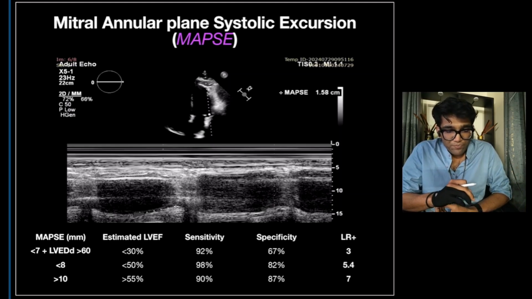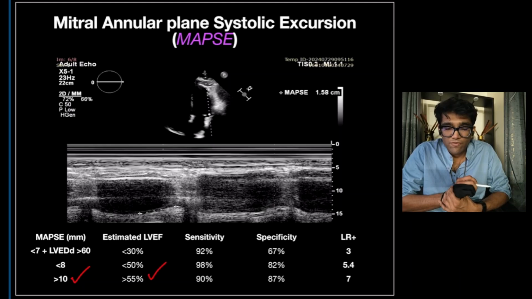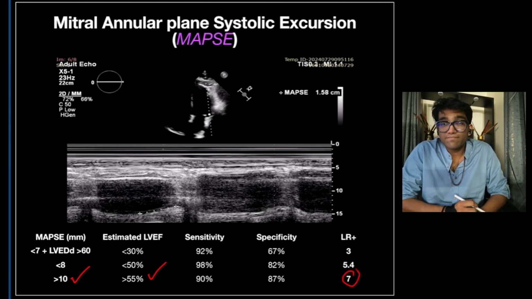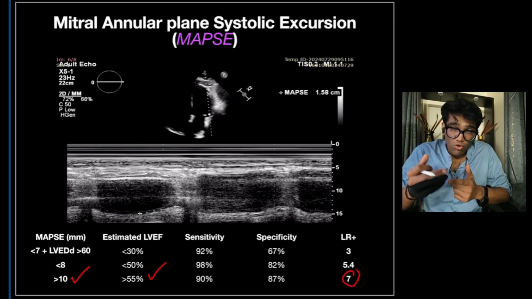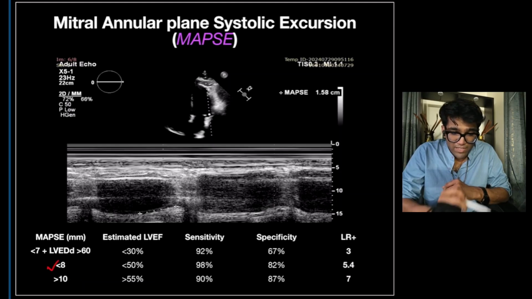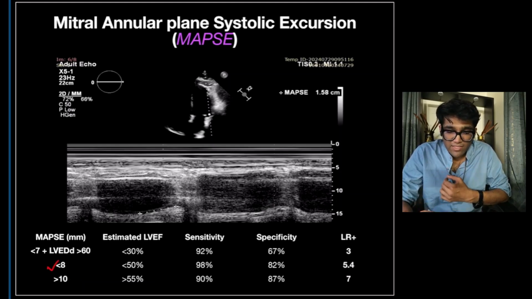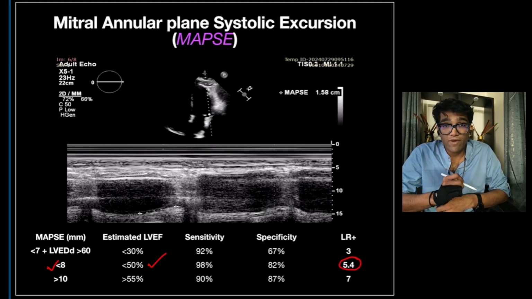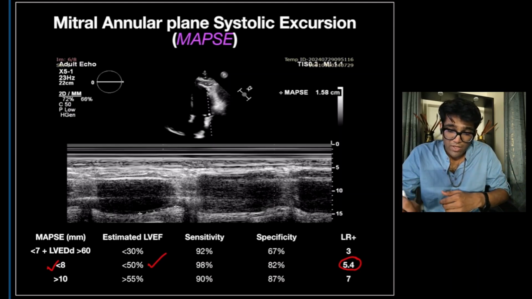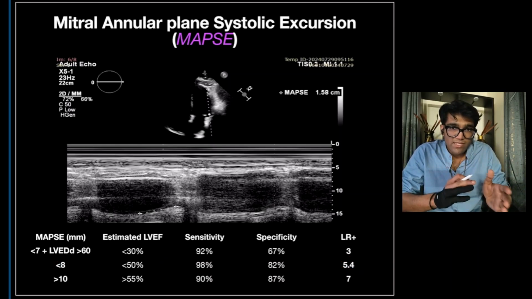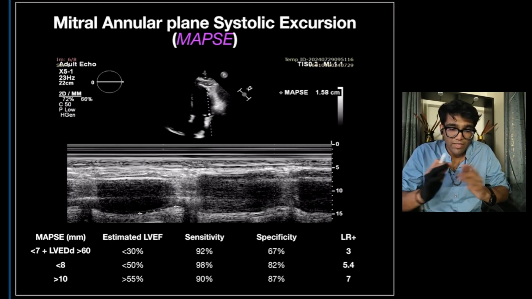If your MAPSE is more than 10, that means that the ejection fraction is more than 55% with a positive LR of 7. So essentially your post-test odds become 7-fold better. Whereas if you have a MAPSE less than 8, it estimates an LV ejection fraction of less than 50% with a positive odds ratio of 5.4, so the odds become 5.4 times. Lastly, MAPSE less than 7 with an LV end diastolic diameter of more than 60 millimeters indicates an ejection fraction less than 30% with a positive LR of 3.